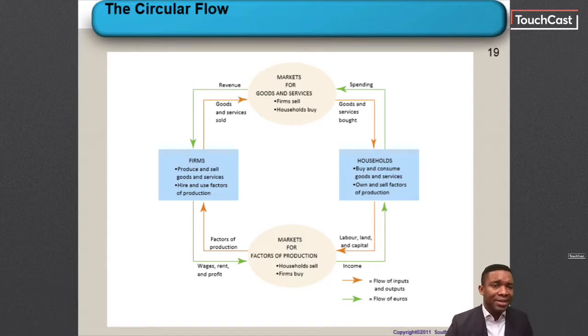So if we take a look at the diagram, the inner loop captures the flow between the household and the firms. That is the flow of labor to firms and the flow of goods and services from the firms back to the household. While the outer loop captures the financial flow between both sectors. Here, firms pay household wages for labor, and household use their wages or income to buy goods and services from the firm.